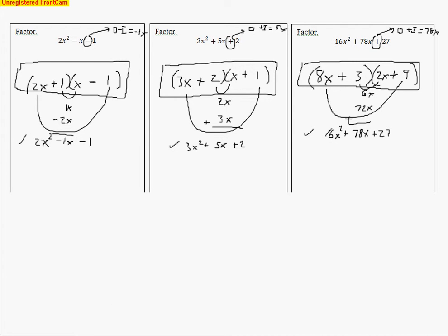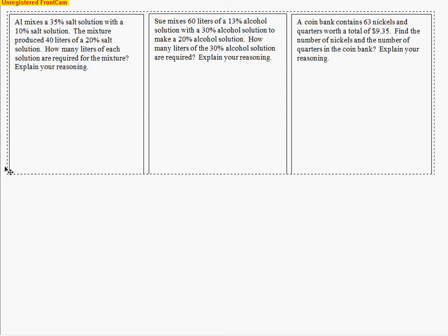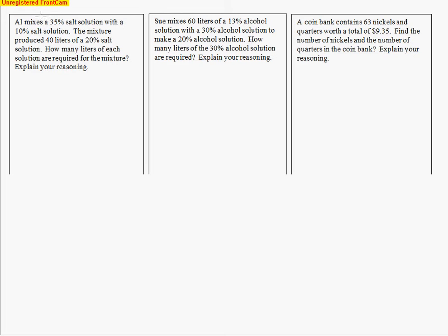So looking at our last 3 problems, we've got some word problems here. It says Al's mixes a 35% salt solution with a 10%. And what we're trying to find is the number of liters of each. So I'm going to say X is the number of liters of the 35%, and I'll say Y equals the liters of the 10%. Reading on further, it says the mixture produced 40 liters of a 20%. How many liters of each are required?